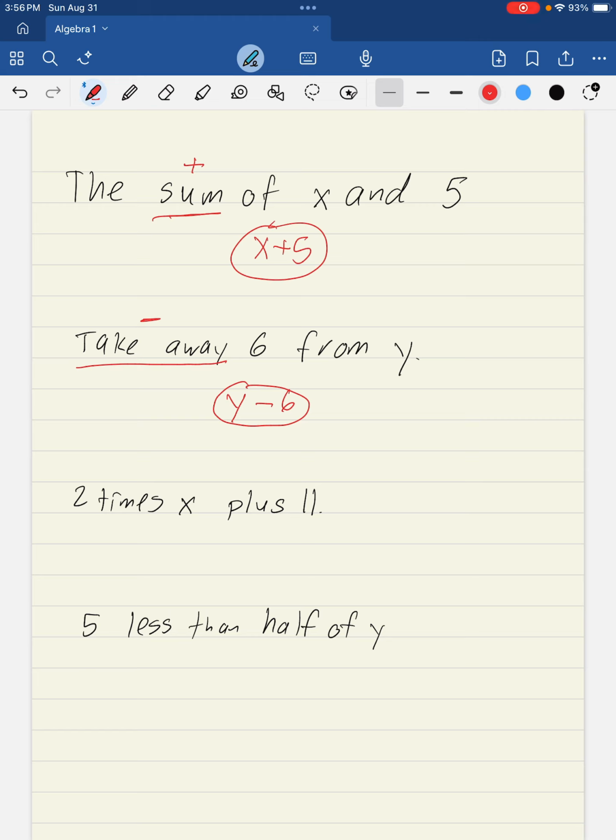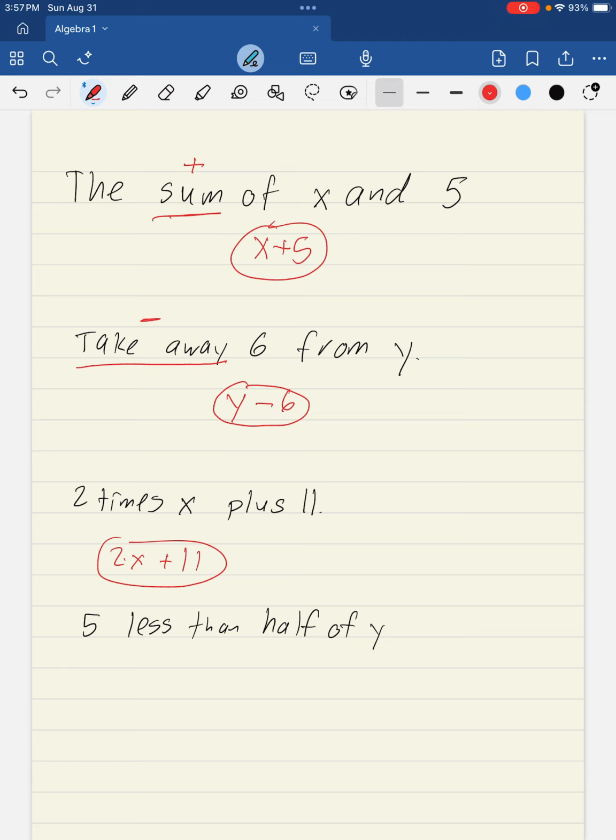A two-step situation like this, 2 times x plus 11. Well, we're just going to write what we hear: 2 times x plus 11. There we go. There too, we have to understand that times means multiplication, or that these two numbers next to each other have an invisible times, and plus means addition.